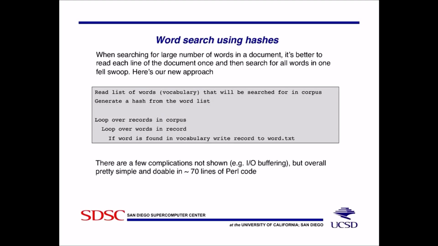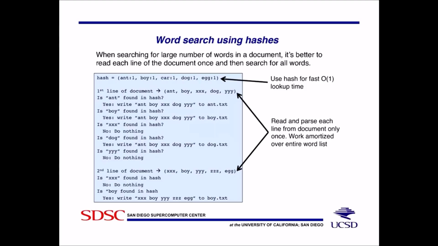And then my basic loop is loop over the records in the corpus. I'm going to then take that line. I'm going to parse it into words. Then I'm going to do a loop over the words in the record. And then if the word is found in the vocabulary, write that record to a file, say word.txt, where word would be ant, boy, car, and so on.